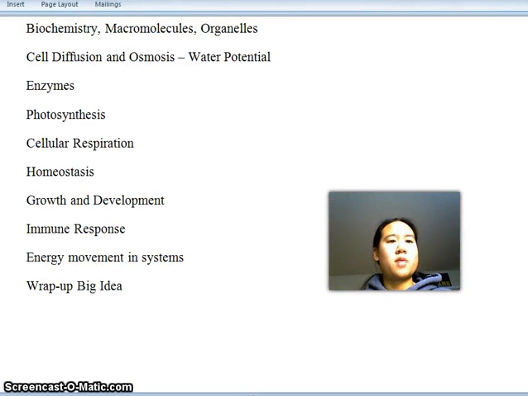So to kind of show you a timeline of where we're going to go, we're going to start with biochemistry, macromolecules, and organelles. So this will be kind of a little review, and then it's just kind of for me to get an idea of what you know. So we'll do that this week. Next week we'll start moving into cell diffusion and osmosis. We'll have our first lab having to do with cells. That'll be a little bit more of what you guys are used to for a wet lab.